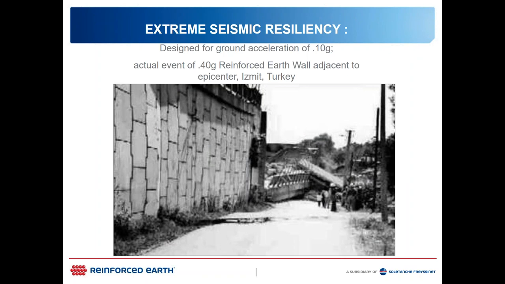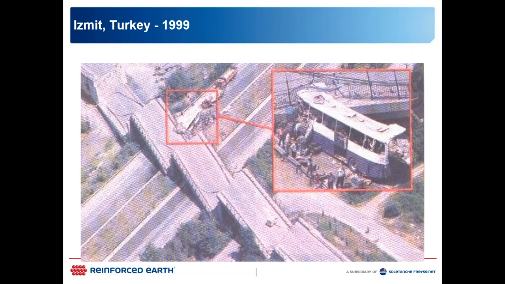Now I will show a few slides on the performance of the wall. One of the questions that generally comes up is, how does an MSE wall perform during a seismic event? This slide shows the picture of a wall from Turkey. This wall was subjected to a 0.4G earthquake, the Izmit earthquake in Turkey. As you could see, the fault line crossed the bridge structure, so the bridge completely collapsed, but the walls on either side behaved very well.